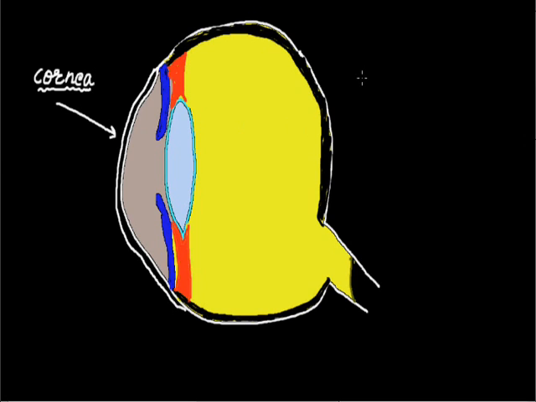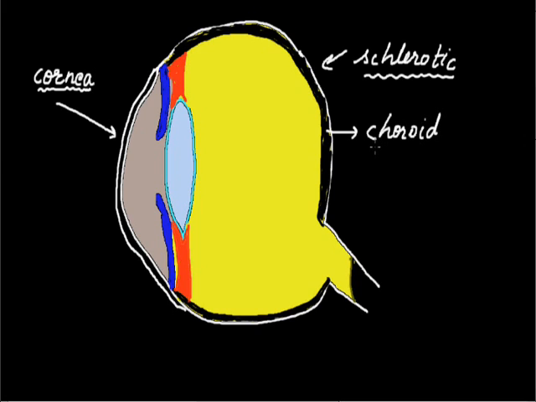Now this eye is a three-layered structure. The first layer is called the sclerotic layer. This is white in color and it is visible from the outside when you look at the eye of a person. The second layer, which is a dark layer, black in color, is called choroid.